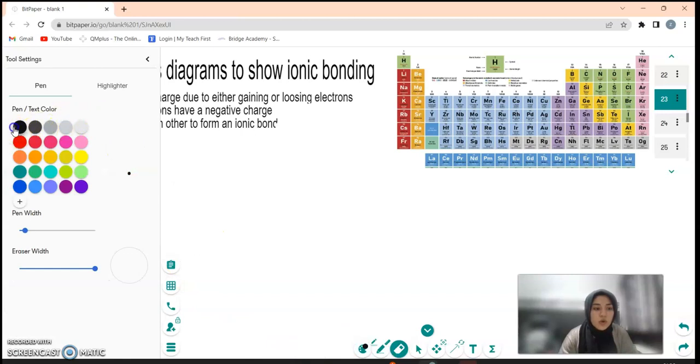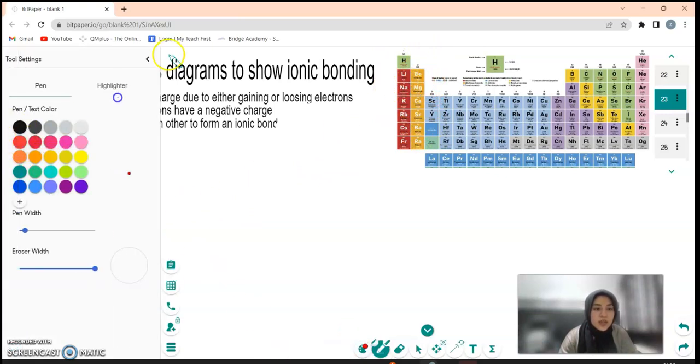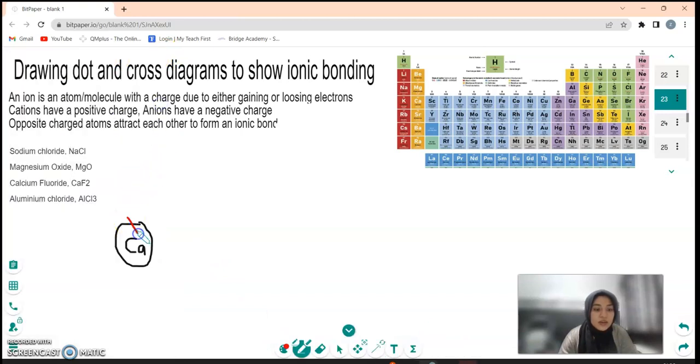So we're going to focus on calcium fluoride. So here we're only dealing with 1 calcium atom, but 2 fluorine atoms. So when we draw this out, we draw 1 calcium, and which group is calcium in? Could you tell me? It's somewhere here. Yeah, well done. It's again group 2. So we're just going to draw 2 electrons for calcium on its outer shell.